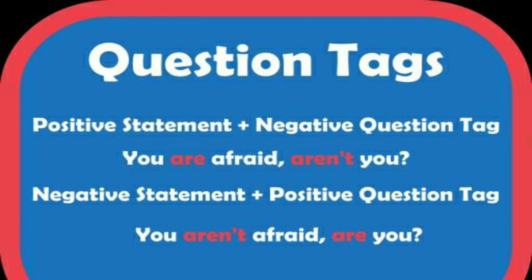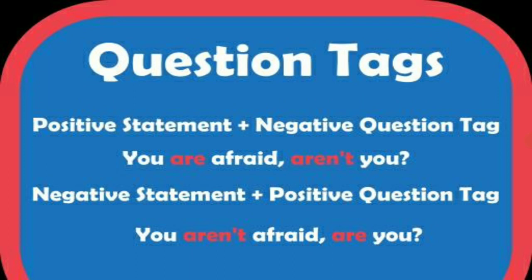The same sentence, let's make it in a different way. Let's make the sentence a negative one. You aren't afraid. So negative statements, then it must be a positive question tag. So you aren't afraid. That is a negative sentence because you can see aren't is a negative word. So when you make the tag for it, you have to make a positive tag. A very simple one.